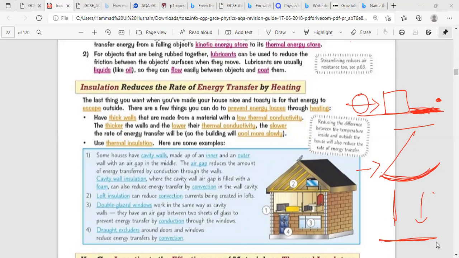Okay, so there is another way of reducing the energy losses, and how it can be done. Basically, when we talk about heat energy, let me give you an example, because with examples you can understand more. You have a cup of tea. It contains hot tea, and after some time the tea gets colder. Why? Because the thermal energy of the tea is transferred to the thermal energy store of the surroundings, right?